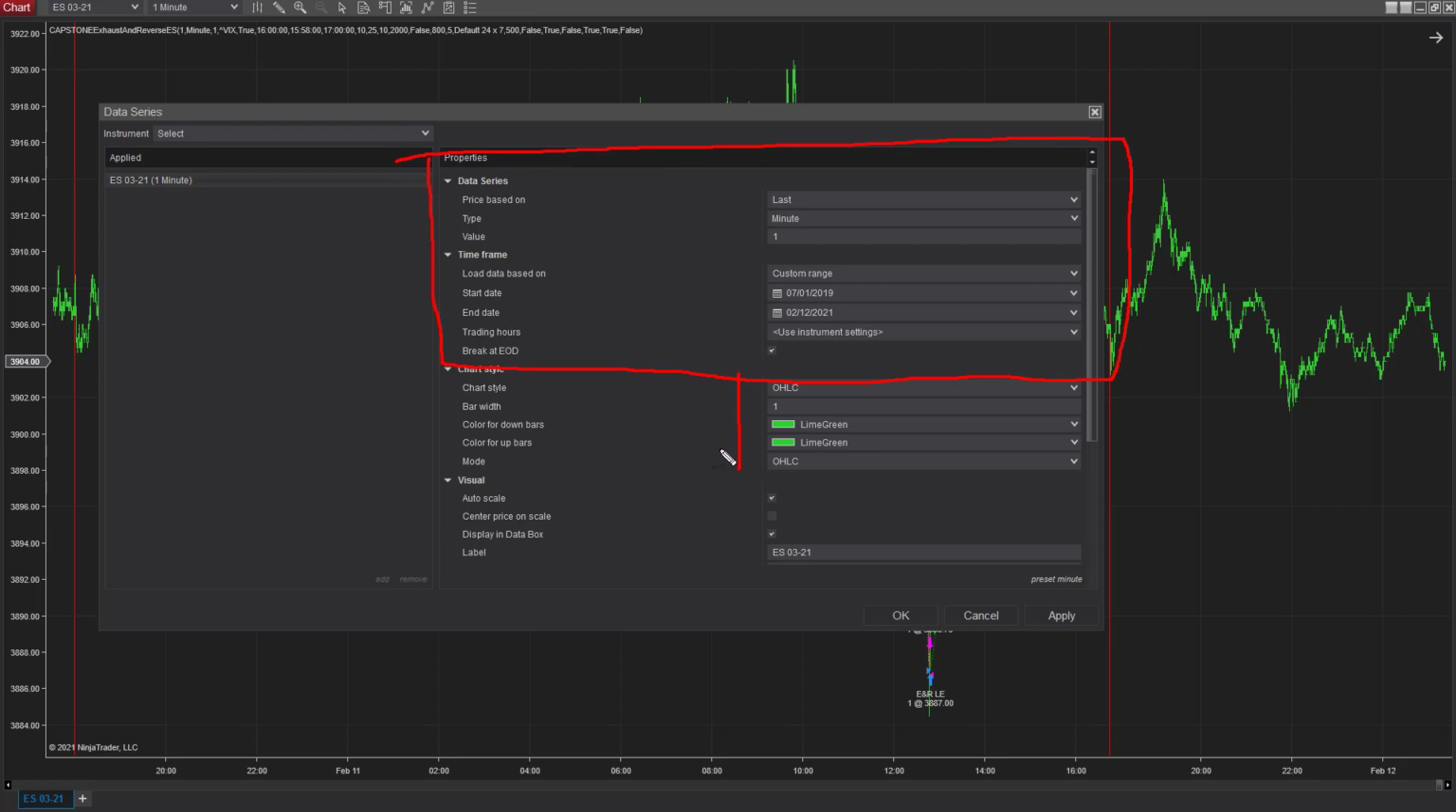From this point down, it's a matter of personal preference. It's the colors that you prefer on your chart styles. But we're looking at 1-minute charts of the ES, and we're using this custom range. We're using the 24-hour session, so we use the instrument session. And I say break at end of day. And so those are the data settings.